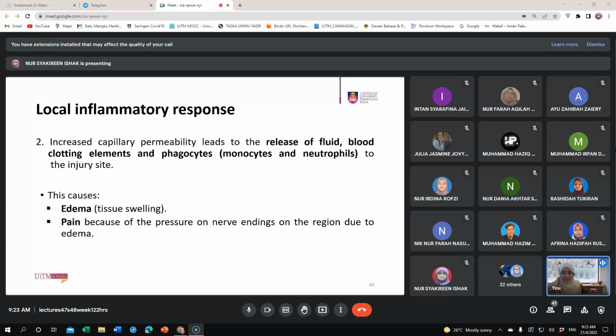Okay, so increased capillary permeability leads to the release of fluid, blood clotting elements, and also phagocytes, monocyte, and also neutrophil to the injured site. So this causes edema sebab banyak fluid keluar kan daripada blood capillaries into the injured tissue and causes tissue swelling, edema. Okay, and also obviously pain sebab bila dah swell, the swelling causes pressure to be exerted on the nerve ends. Okay, due to edema. Kan? So pressure on the nerve endings due to edema causes you to feel pain.